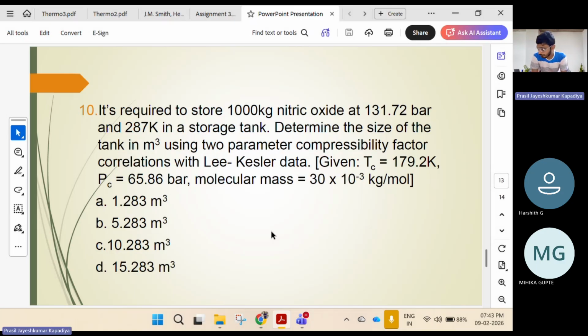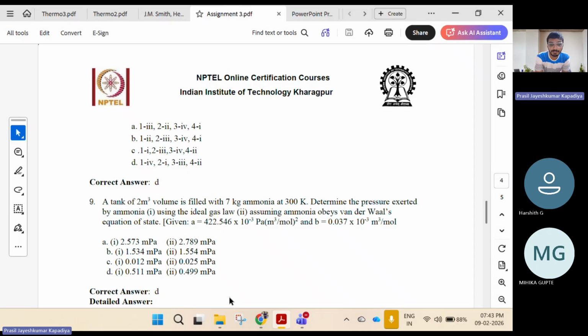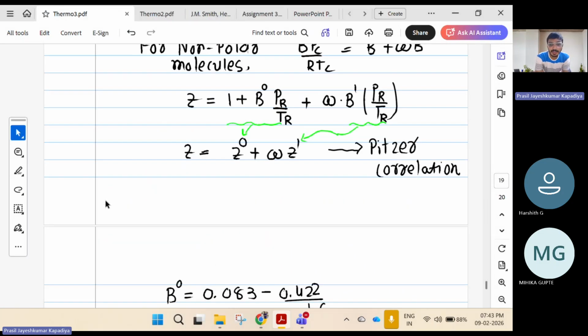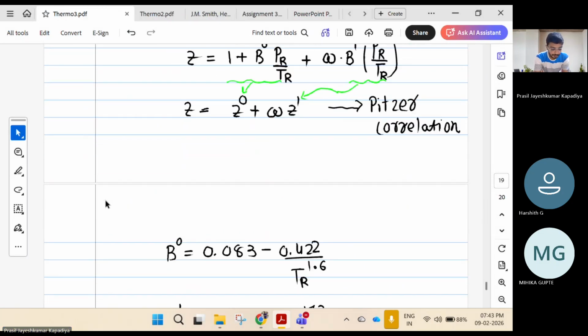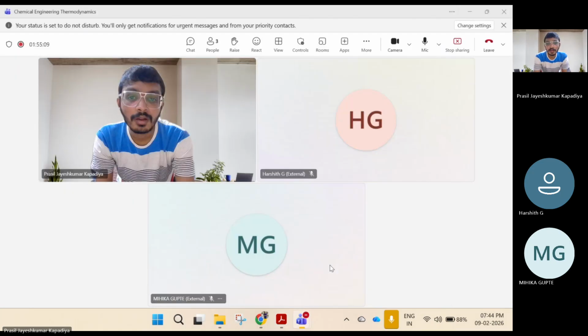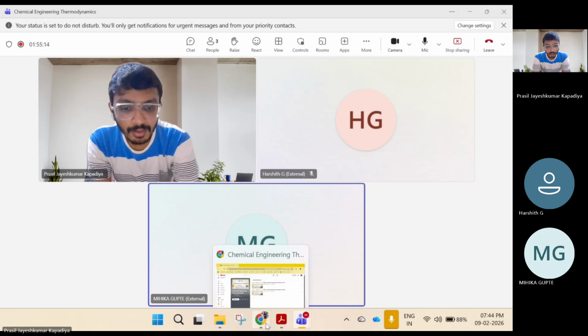What are you getting? Z equal to Z naught plus omega into Z prime. This relation, sorry, this relation. Can anyone tell me, Harshit or Mihika, what are you getting? Z? It is coming 0.8. Okay.